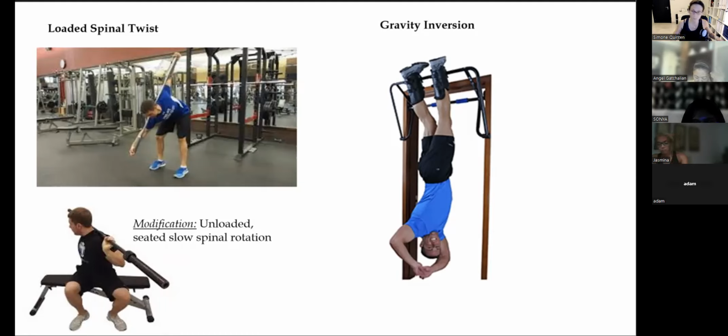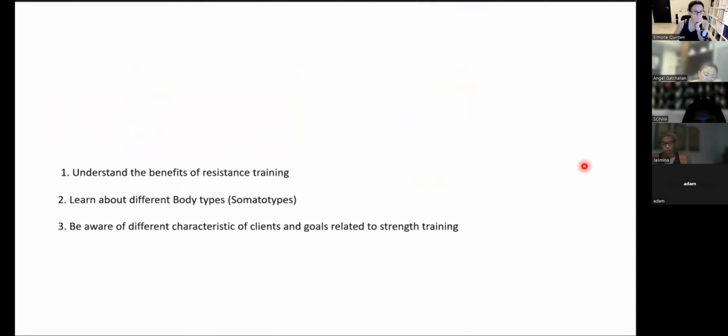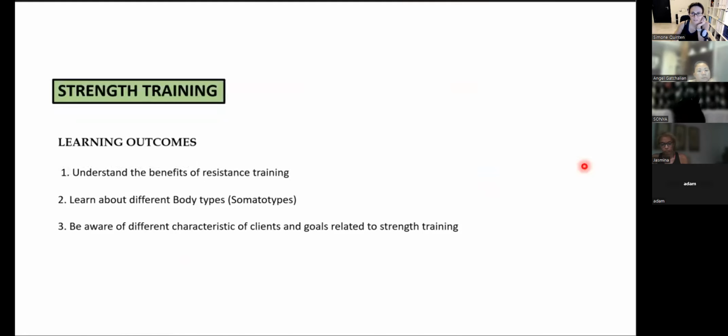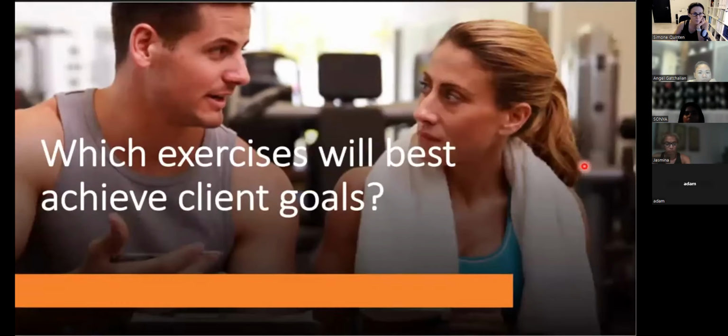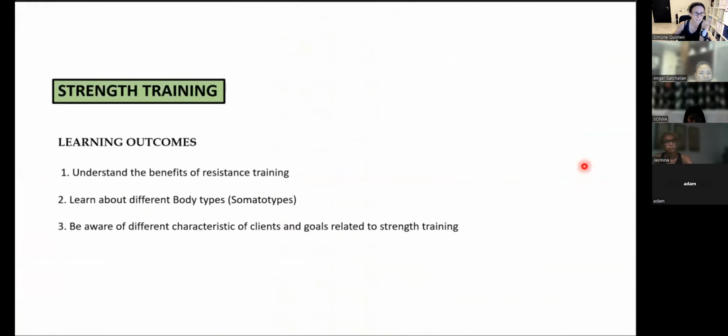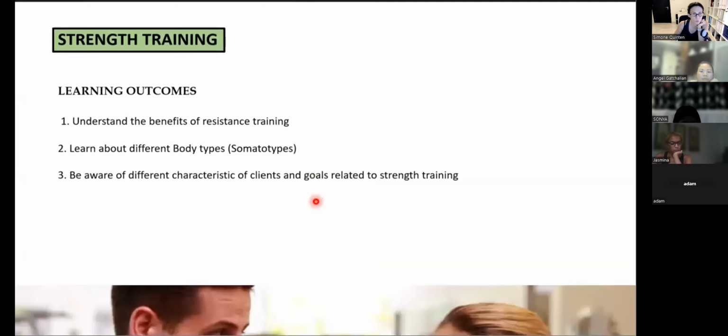Any questions? No? Okay, so let's move on. Now this one is the fun part. Again, this one is in your book. This one here, strength training. We're talking about the benefits of resistance training. We talk about different body types, and also a little bit about different characteristics of clients, so that you know roughly what to expect and what you want to program for them.